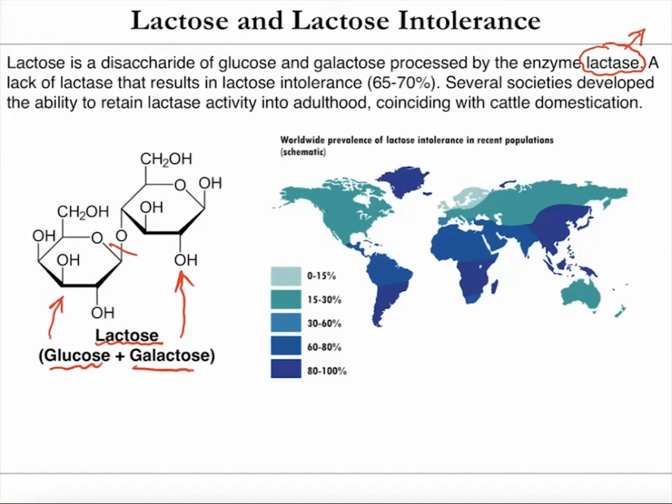societies on Earth. And that's evidenced by the fact that 65 to 70% of the planet is lactose intolerant. So they don't produce enough of this lactase enzyme to break down this lactose molecule, and it leads to mostly digestive issues in these people. However, as you can see from this map here, several societies, mostly European and then European Americans and European Australians and New Zealanders, have the ability to retain that lactase activity into adulthood. And that coincides with that cattle domestication during the agricultural revolution.